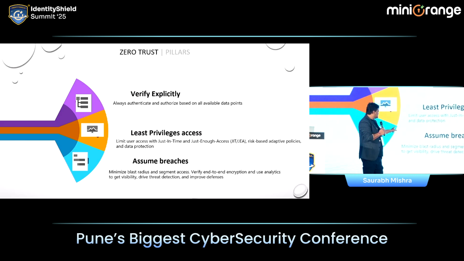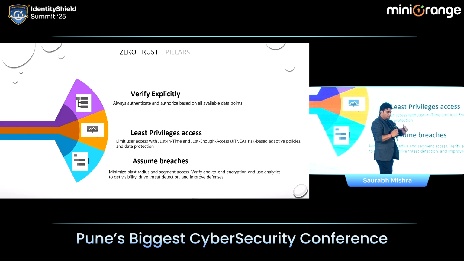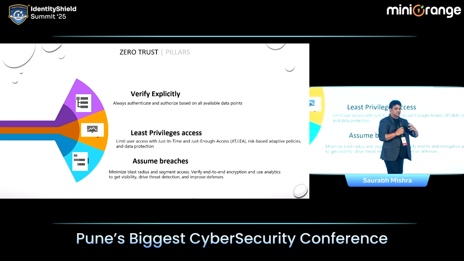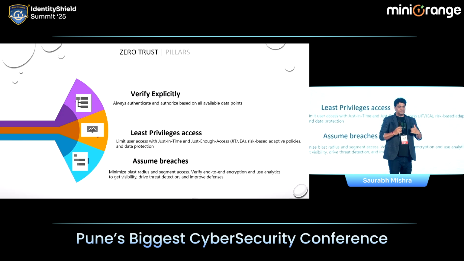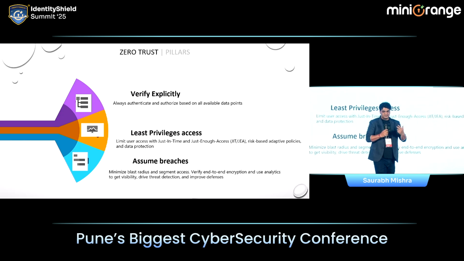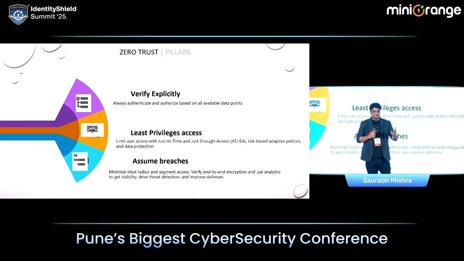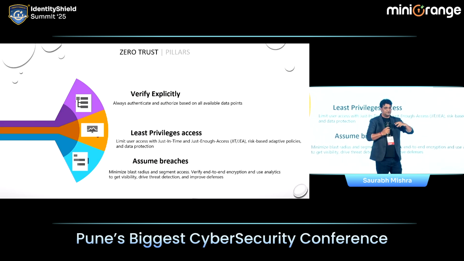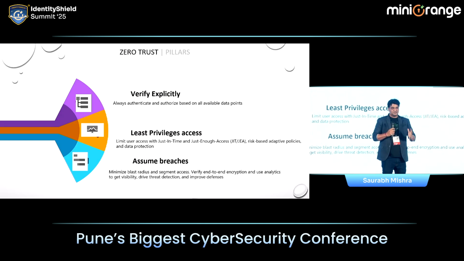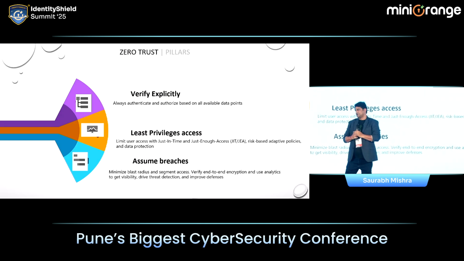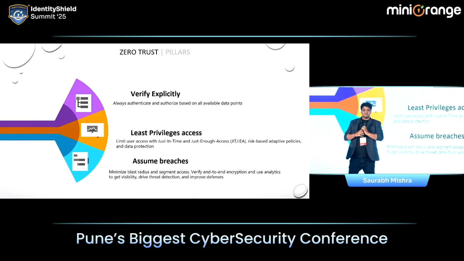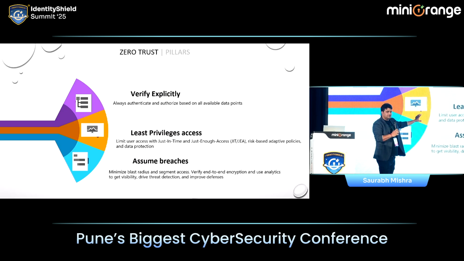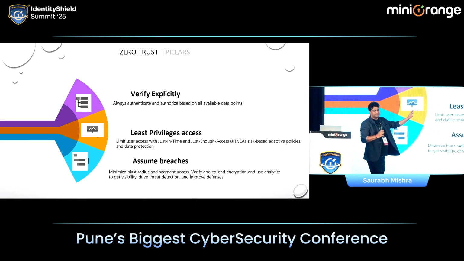The third one is assume breach. We cannot build a system which is 100% foolproof. So whatever system, solutions, or architecture we build, we have to think that it is going to be breached somehow, by some attacker, some user, or some bug in the system. So you have to design in such a way. These are the main considerations while implementing anything related to Zero Trust.